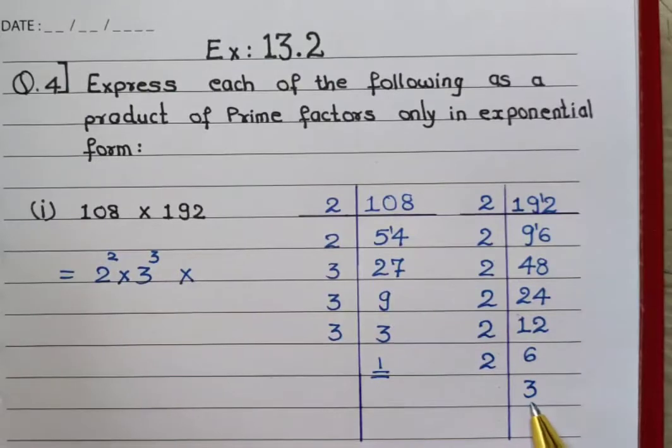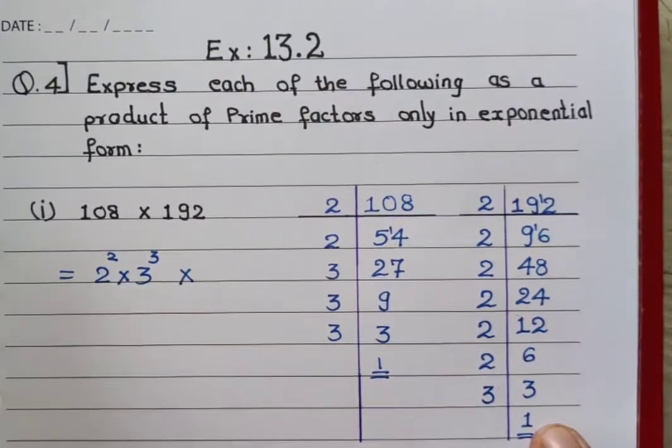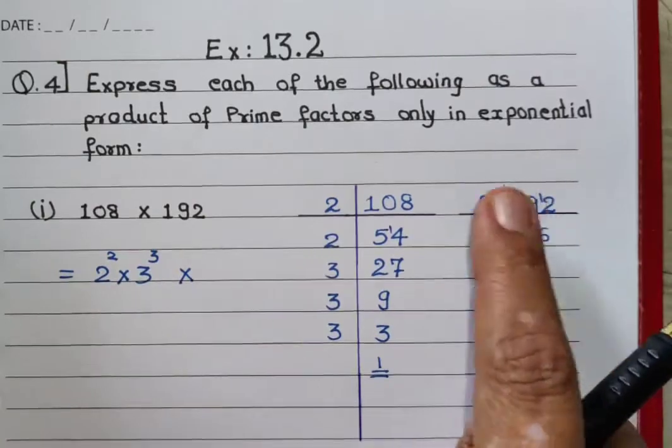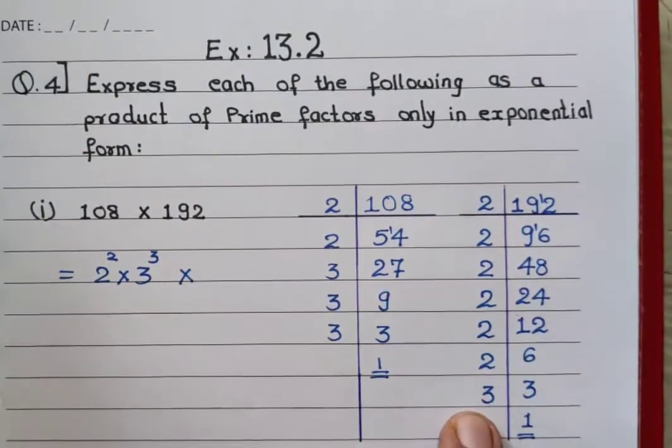Now 3 is no more divisible by 2. So let us take the table of 3. 3 1s are 3. As soon as we get 1, this is the end of factorization. Now we got 192 as a product of prime factors of 2 and 3.